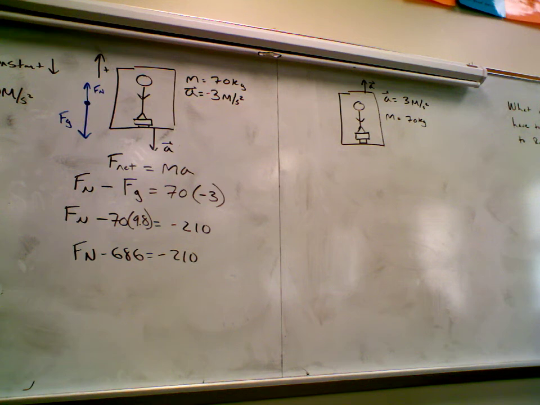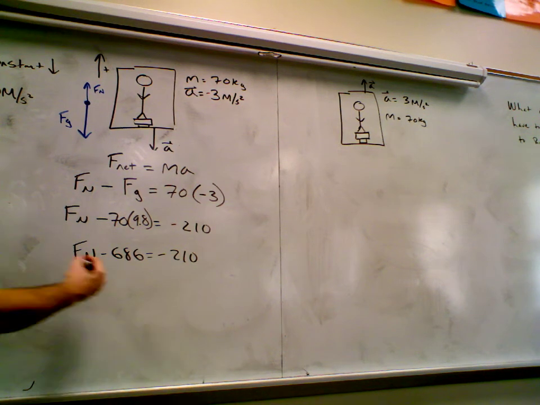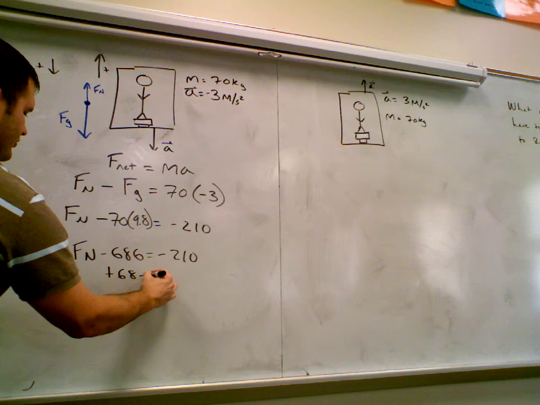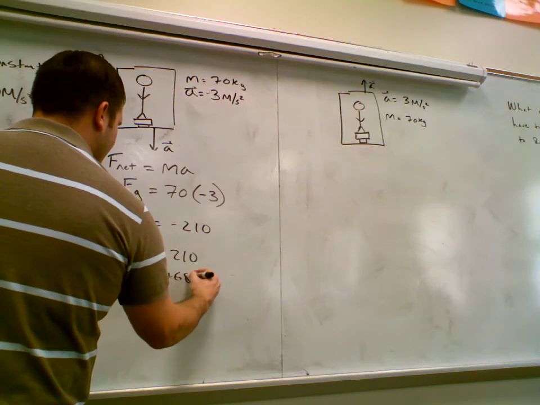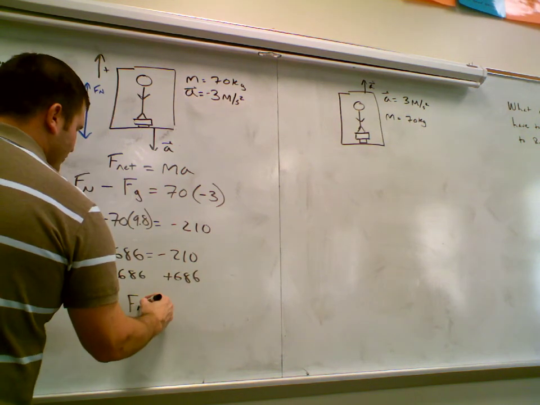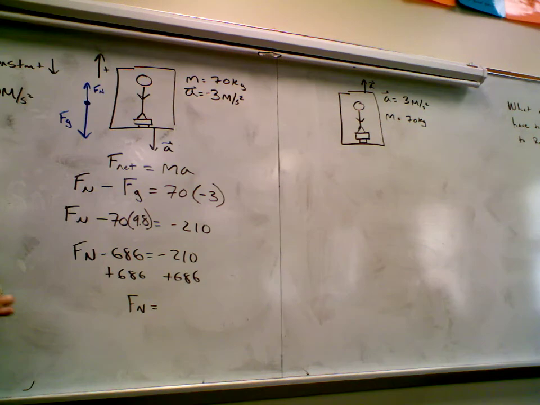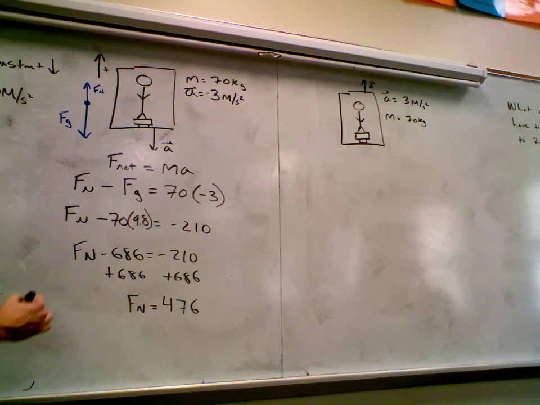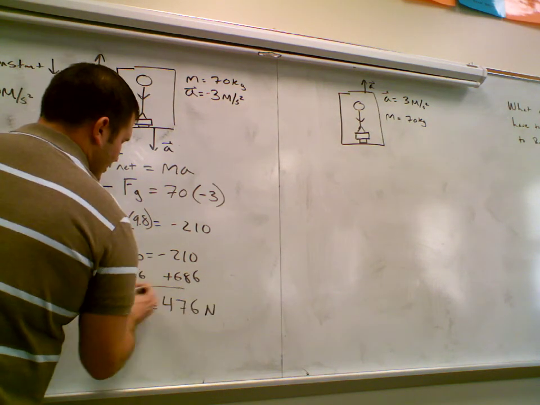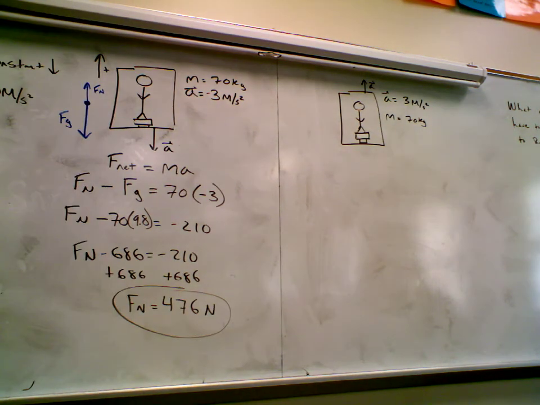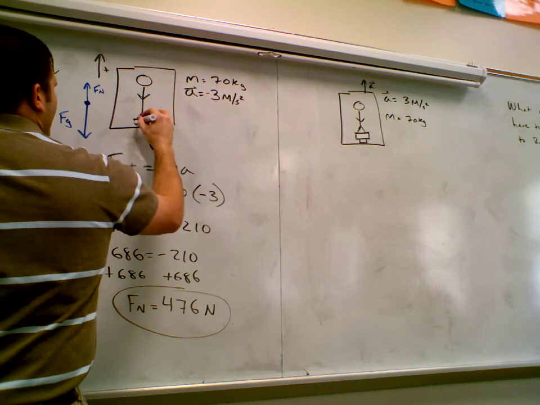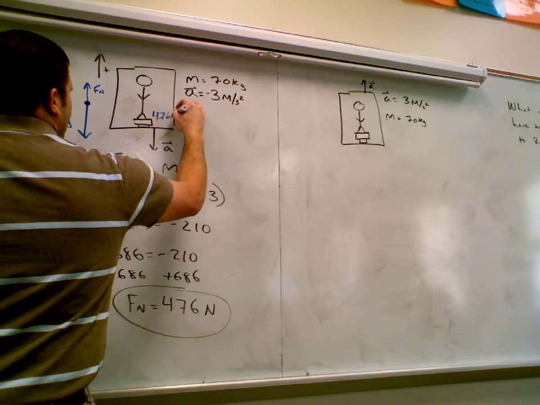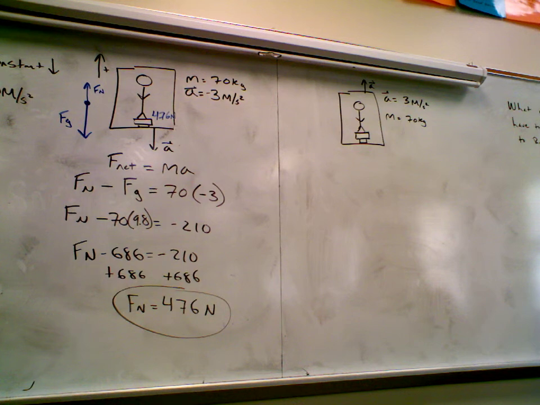Okay, so now what do I do? Plus 686. Yes, add, thank you. What is it? 476. So, what does the scale read? Smaller. Or less. Reads less, right? The scale reads 476 newtons. Sure does.